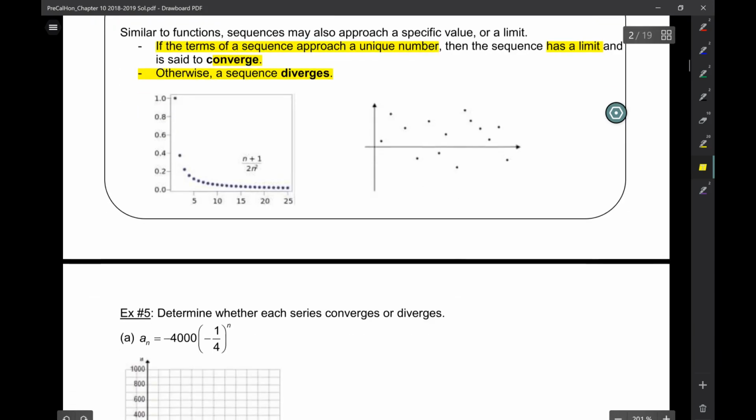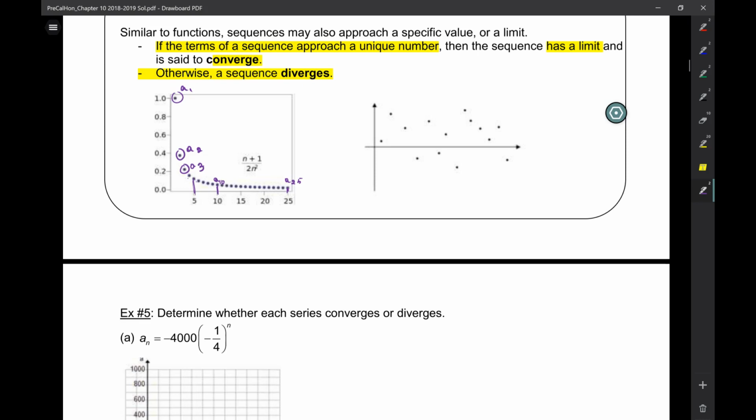Take a look at this first block here on the left. The first term of this sequence is 1. That's a sub 1. The second term is 0.4-ish. The third term is 0.2, a sub 3. Then you have a sub 4, a sub 5, right? This is a sub 5. This is a sub 10. This is a sub 25. What is the value of a sub 25? How much is it? Estimate.